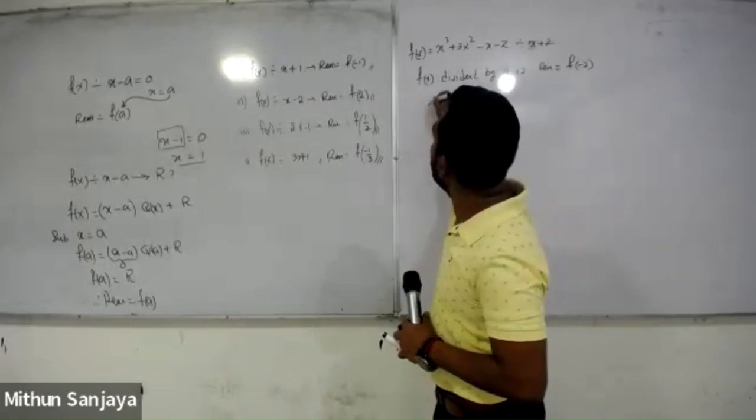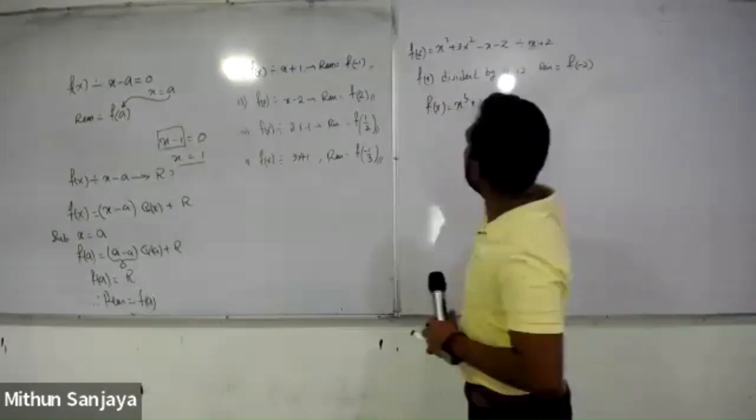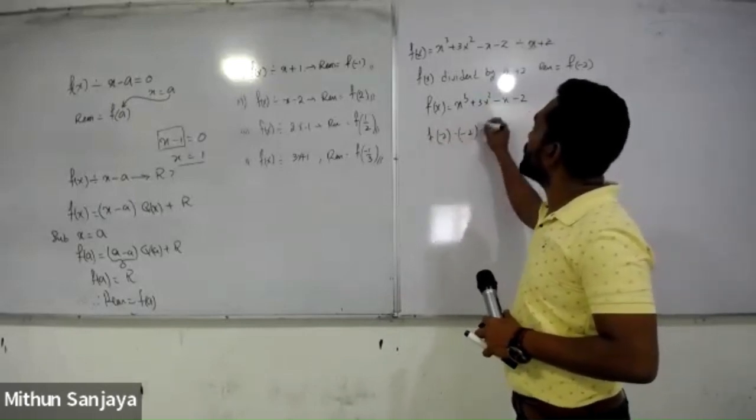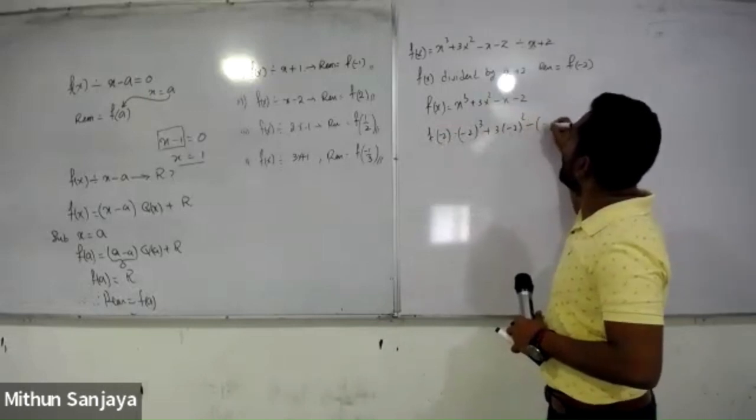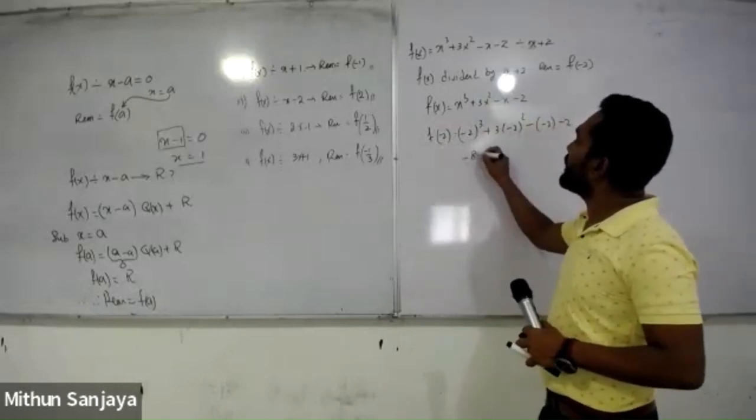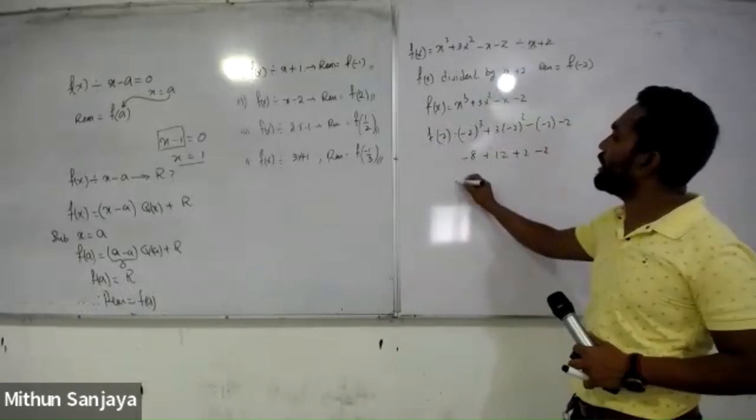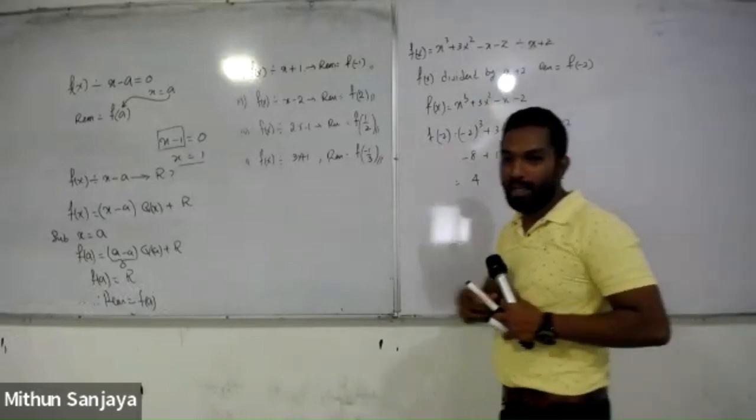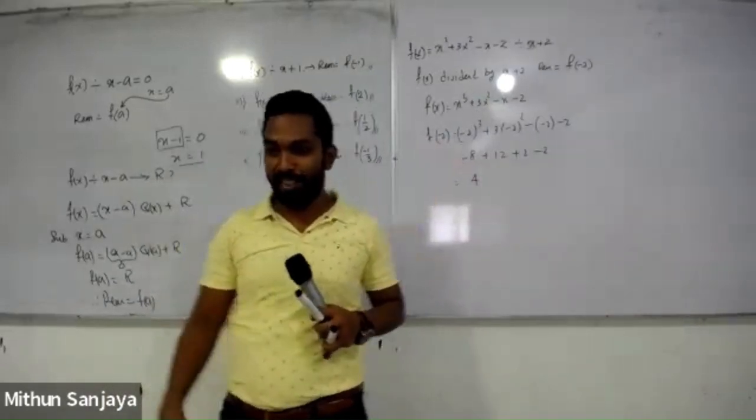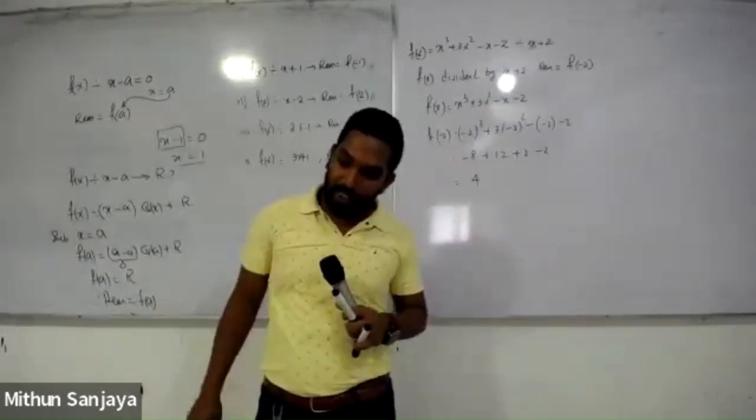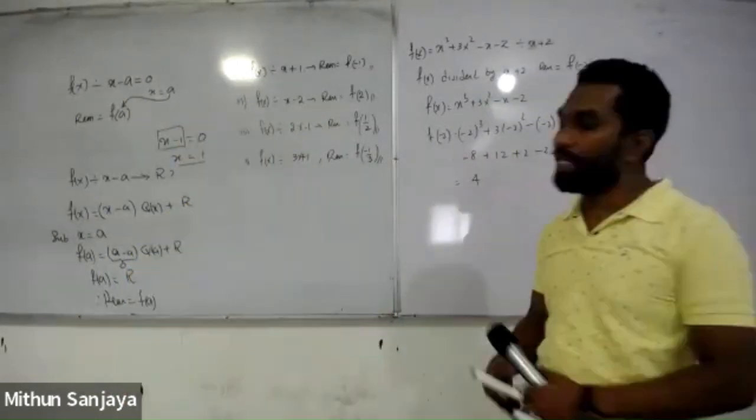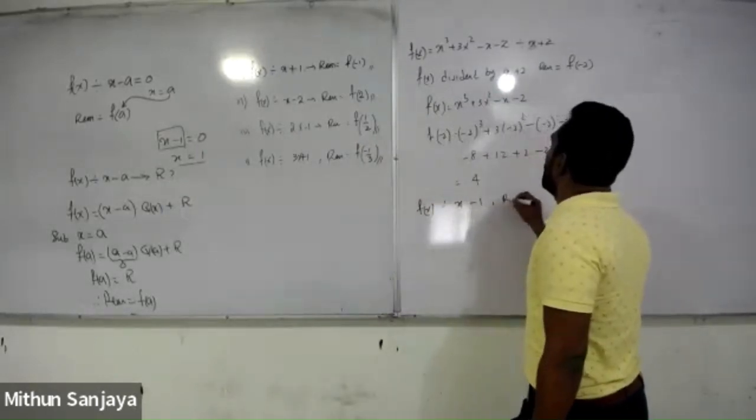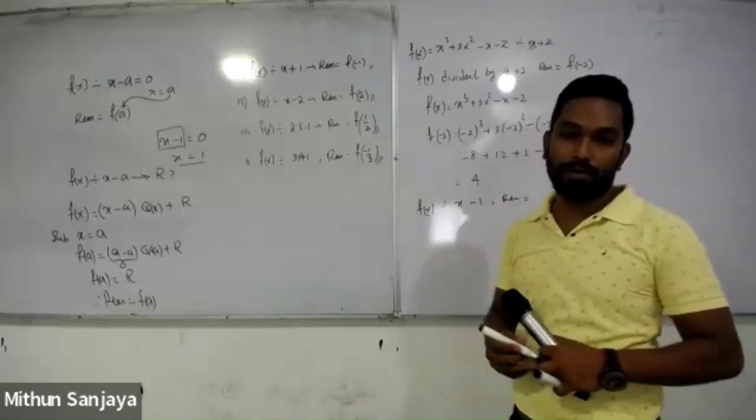Now, we write f(minus 2) equal minus 2 cube plus 3 times minus 2 square minus minus 2 minus 2, which is minus 8 plus 12 plus 2 minus 2, equal 4. Then the next one, let's divide by x minus 1 and get the value.